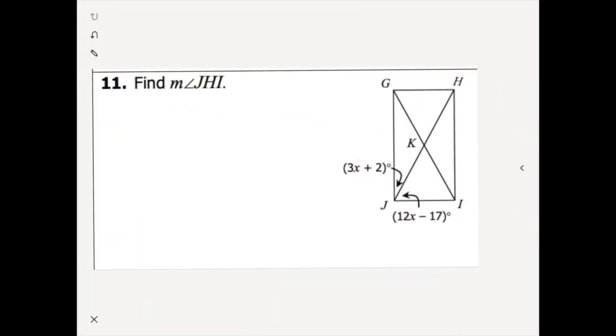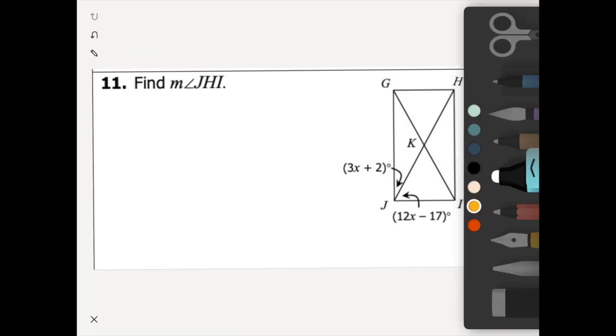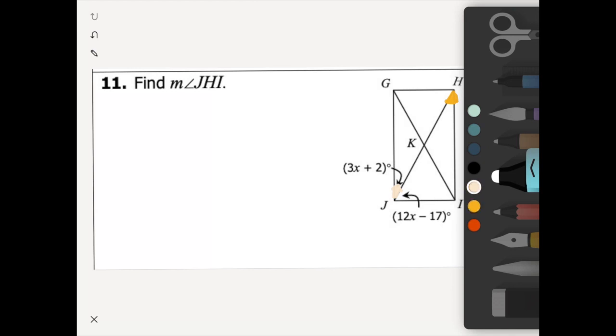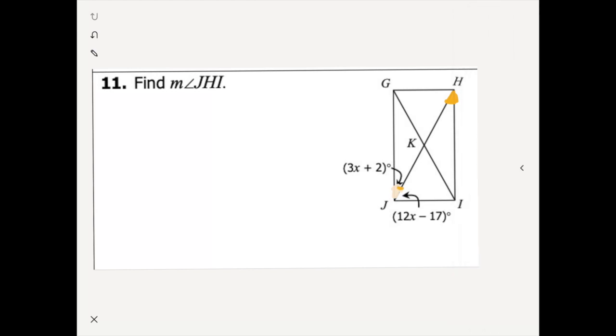So this time I am solving for angles. So I have find the measure of angle JHI. So JHI is right here. This is JHI. And you might be wondering, well, they didn't give us a measure for JHI. We don't even know what equation to use or anything like that. What you do remember is that alternate interior angles are congruent. So that means this angle is congruent to angle JHI. Let me put them in the same color. So these angles are actually congruent.